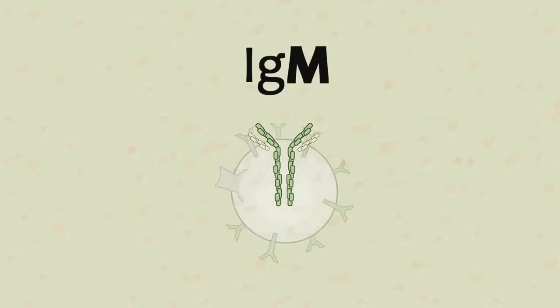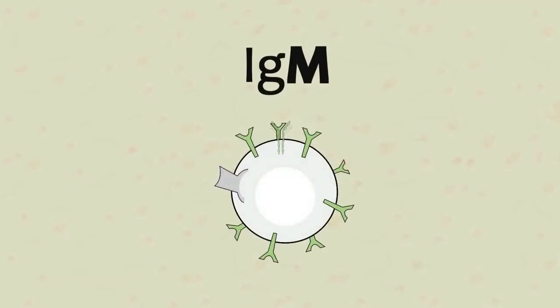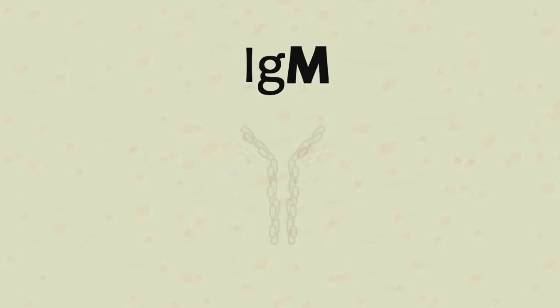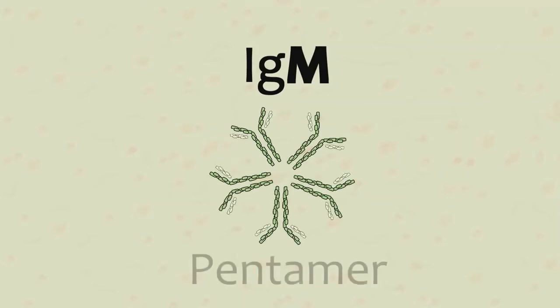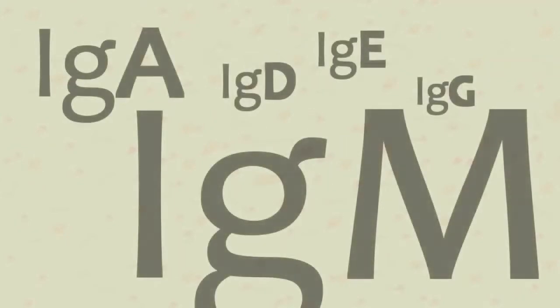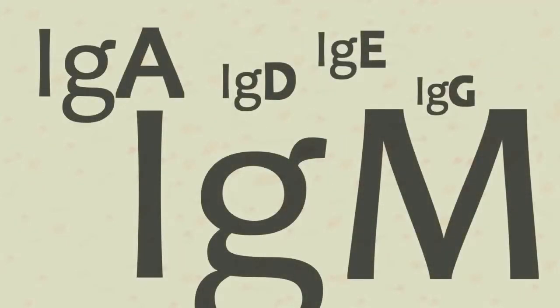IgMs are unique in that they form either as a single Y chain when expressed on the surface of a B cell, but the standalone version of the IgM molecule forms a combination of 5 Y chains, which is known as a pentamer. Consequently, standalone IgMs form a very large antibody molecule. In the next video, we'll look more closely at the functions of each of these 5 Igs.